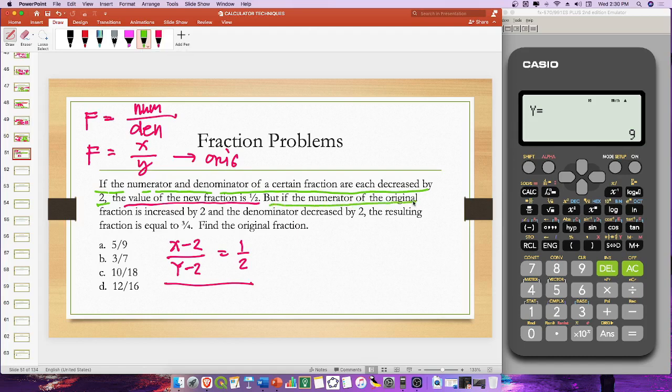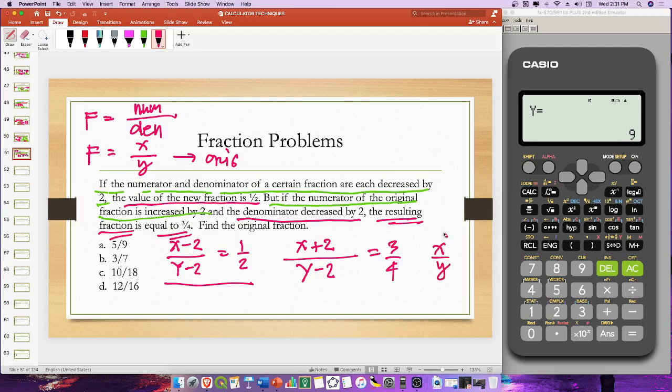But if the numerator of the original fraction is increased by 2, okay, and the denominator is decreased by 2, the resulting fraction is equal to 3/4. All right. Find the original fraction. So we are going to find the value of x over y, because this is your original fraction. So you have there 2 equations and 2 unknowns.